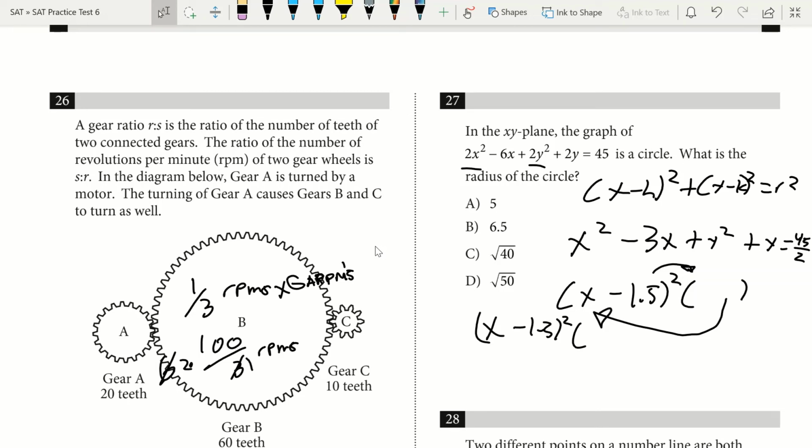And then I look at my other part, and I have y, right? I got y squared plus 1y, right? That's a 1 there.